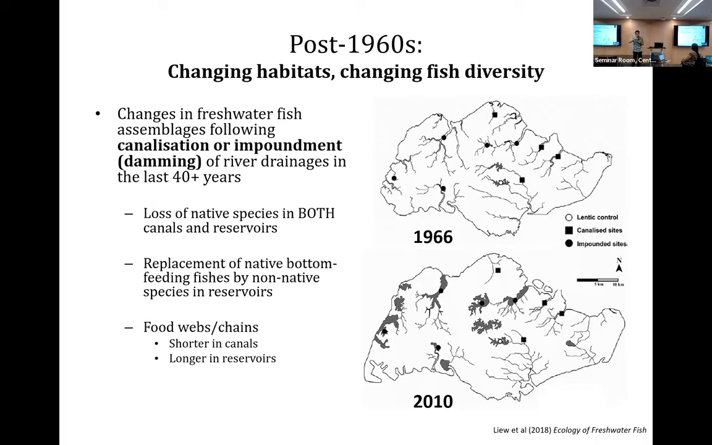So by 2010, you still have some canals. They're not dammed up, but they're canals, they're not streams. They're not non-concretized streams. So by 2010, we have lost native species both in the reservoirs as well as the canals. We also found that there was a replacement of native bottom feeding fishes by non-native species in the reservoirs. And we also found that the food webs or the food chains were shorter in the canals and longer in the reservoirs. I guess that makes a bit more sense when you think about how reservoirs will have a bit more energy, more food, and more nutrients.